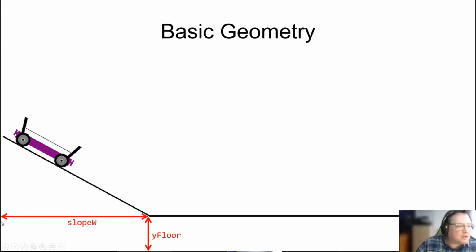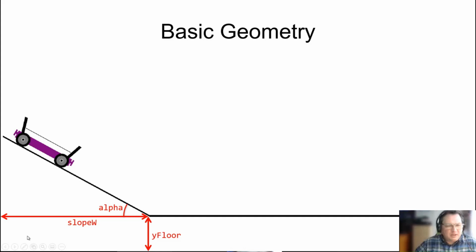We also have a slope, and slope W stands for slope width. Okay, that's how wide this slopey area is. And one more important geometrical parameter of the situation is the alpha, is the angle at which this slope is located.